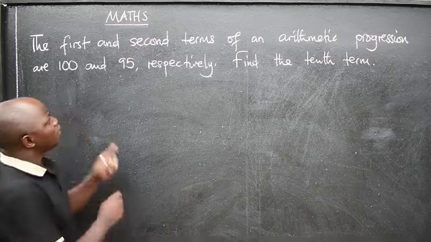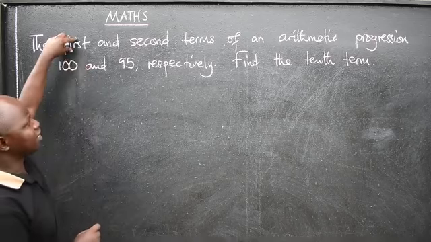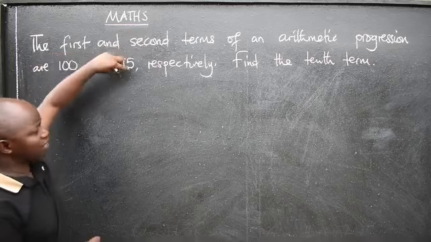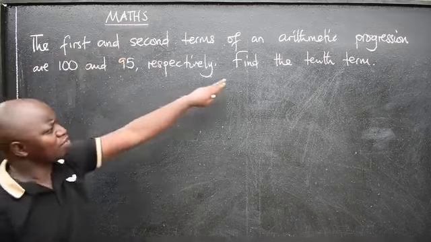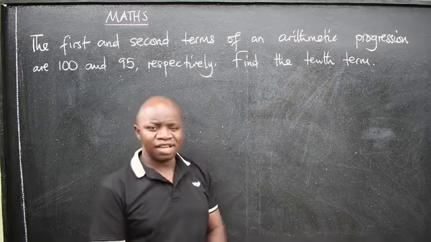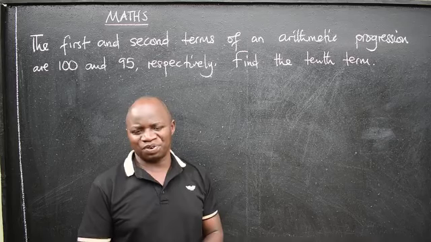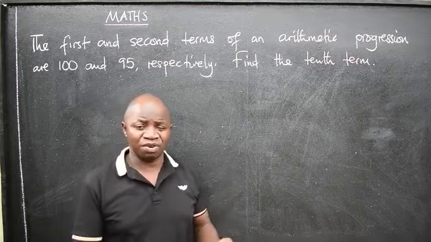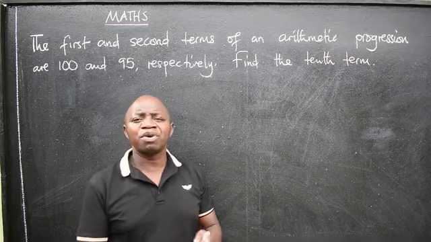Now, we have been told that the first term is 100. The second term is 95. What do you think will be the 10th term? Now, there are certain things that you need to know when dealing with sequences. The formula must be well known.